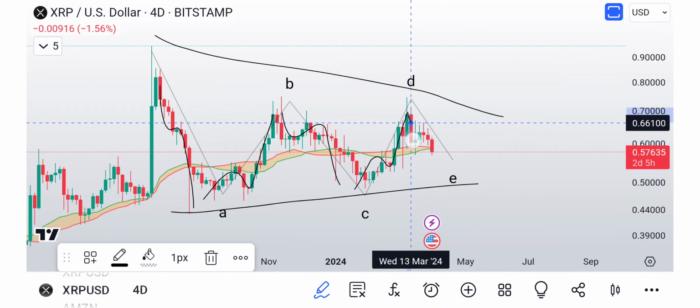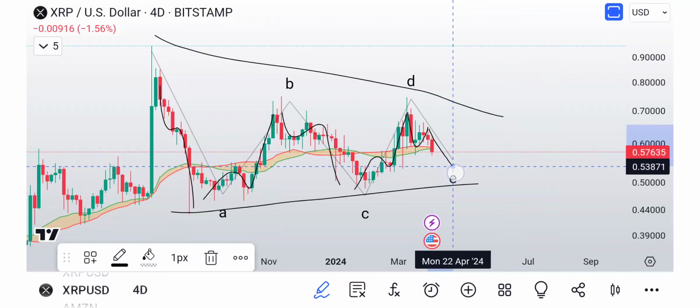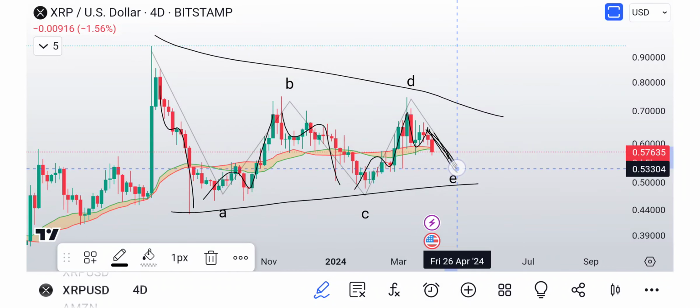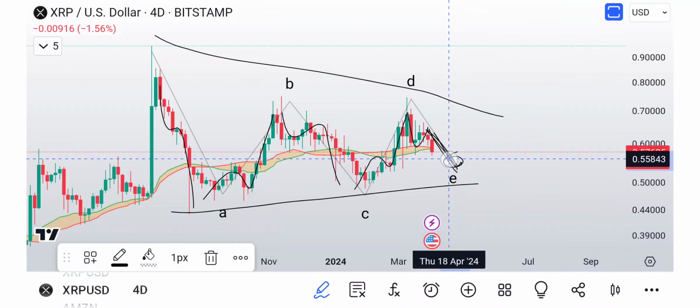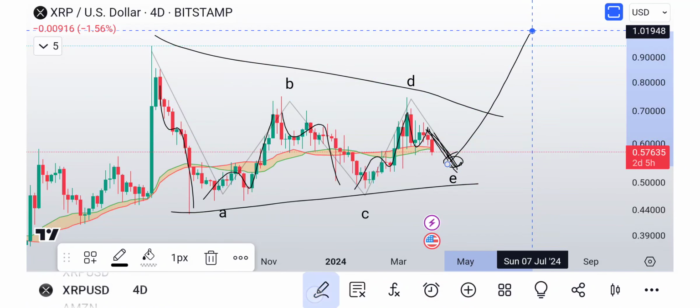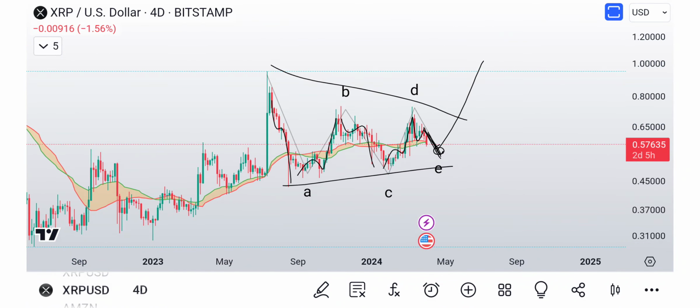We have 1, 2, 3, 1, 2, 3, 1, 2, 3, 1, 2, 3, and this is 1, 2, and we're in that final third. So maybe we come down a little hot further down, maybe to 53 cents right in here before continuing to break out. So we'll see. That's sort of what I have for us there.